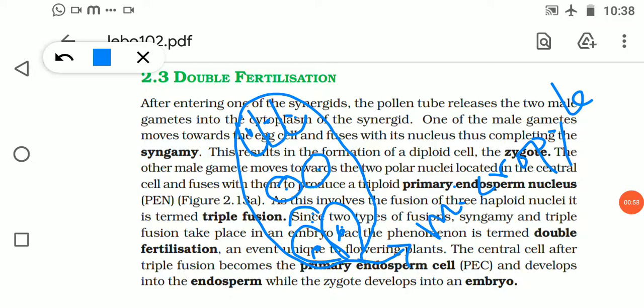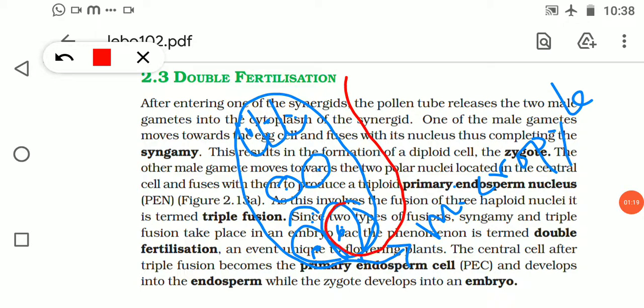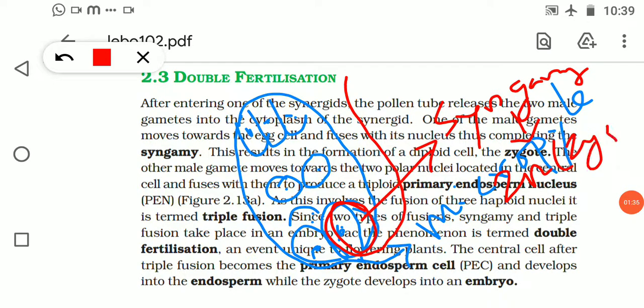So what happens? The male gamete from the pollen will come and fuse with the nucleus of the synergid cell. When it fuses, this is known as syngamy. Once syngamy happens, there is the formation of a diploid cell, which is the zygote.